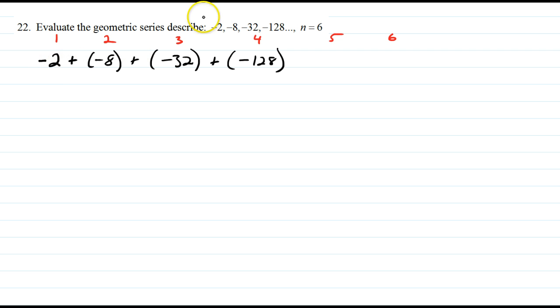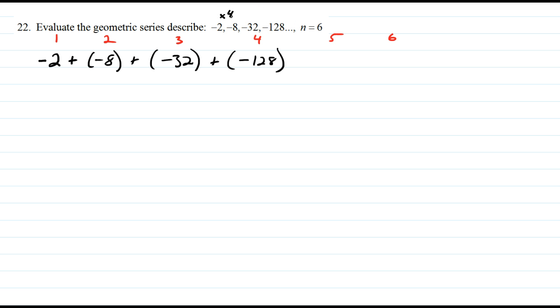And so you've got to look at the pattern and say, what did I do to -2 to get -8? And since it's a geometric series, we're going to be multiplying. So we're going to multiply by 4. -8 times 4 is -32. Times 4 gives us -128.